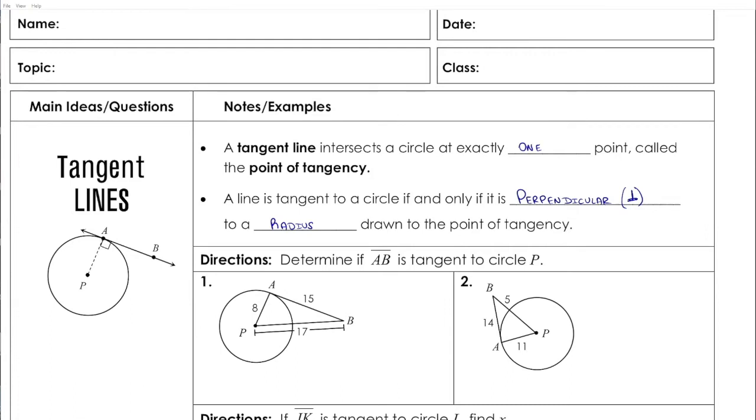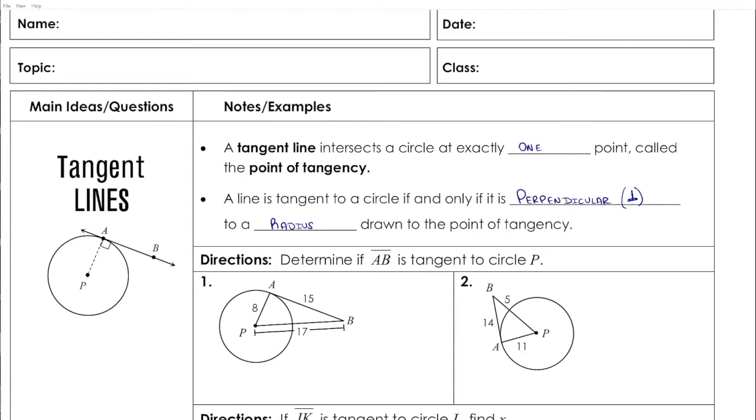Today we're talking about tangent lines. Okay, so if you think back to that first day, we talked about definitions. Tangent lines are lines that touch our circle at exactly one point. The point that those lines touch our circle is called the point of tangency. Okay. So today our tangent lines have some very specific rules that are going to allow us to determine whether or not a line is in fact tangent to a circle.